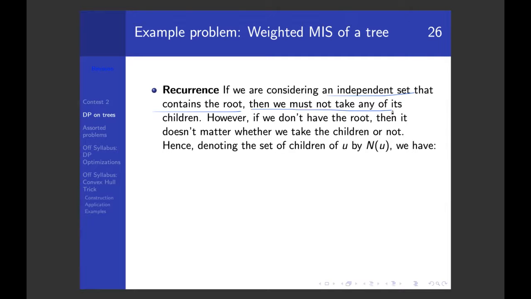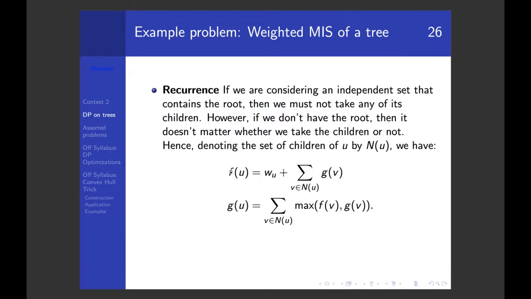Then we must not take the children. However, if we don't have the root, then it doesn't matter whether to take children or not. Because if we don't take our root, then we have freedom of taking our children. So I'm going to call the set of children n of u, just the notation we'll use. Then we have f of u.